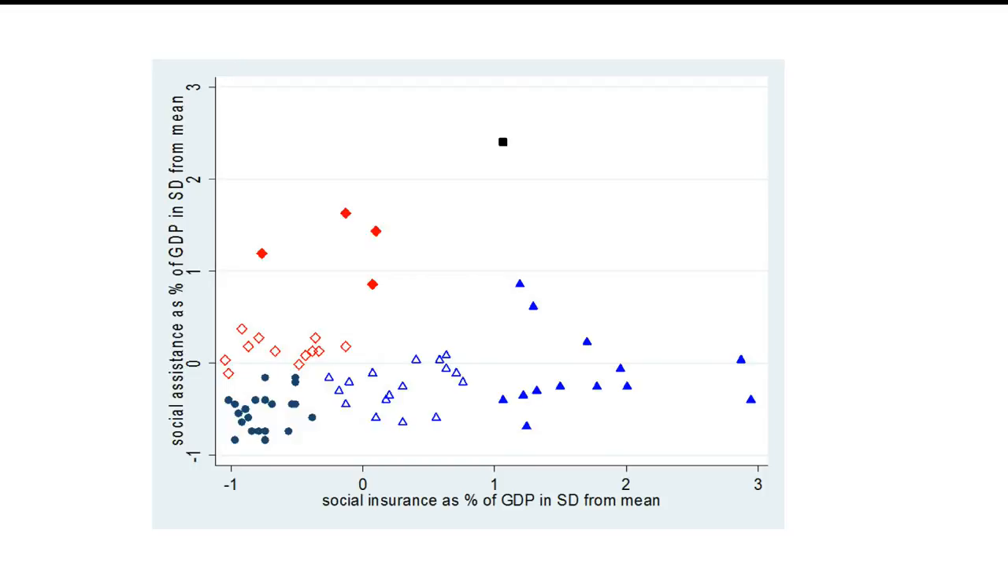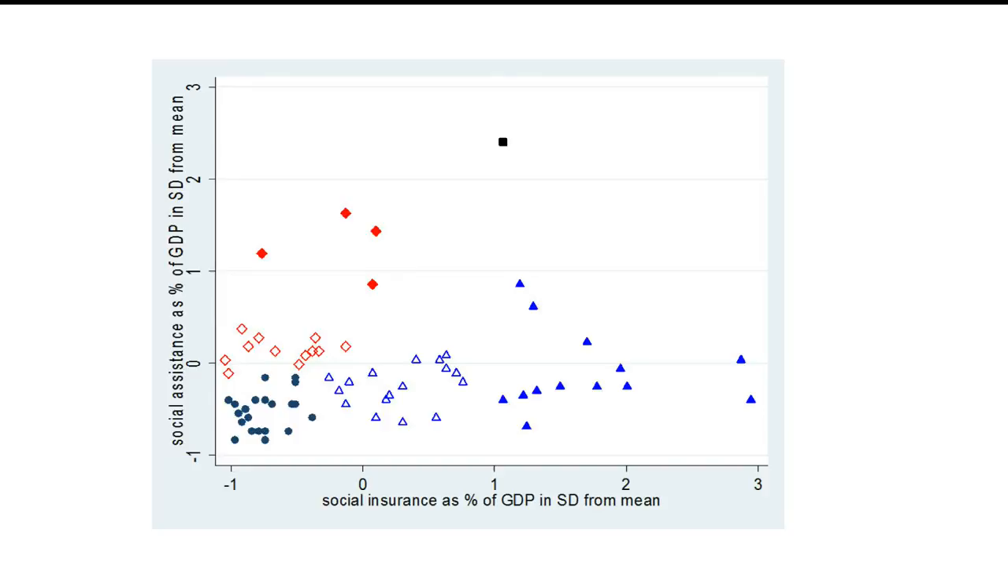Using their data, we can use cluster analysis to see what kinds of cases cluster where. So here I've just graphed social insurance expenditure and social assistance expenditure on the horizontal and the vertical axis, and I've calibrated both in terms of standard deviations from the mean, so that we have the same distribution on each characteristic. And the different shapes and colours here show the different clusters. So what are these clusters?